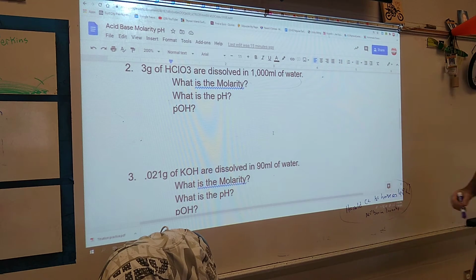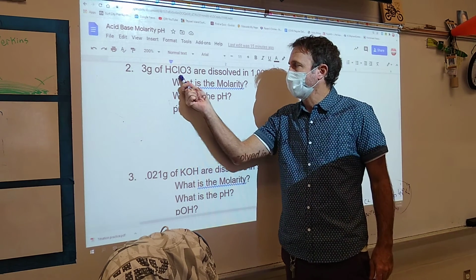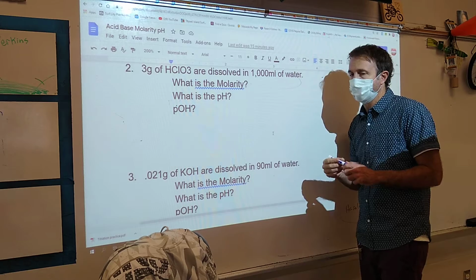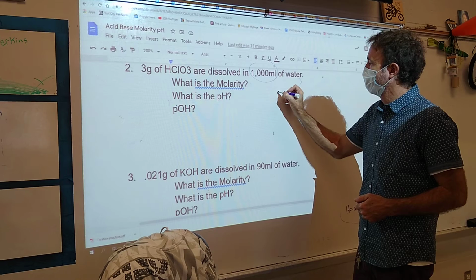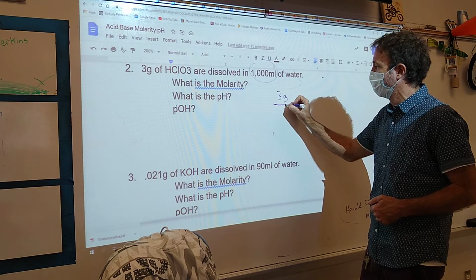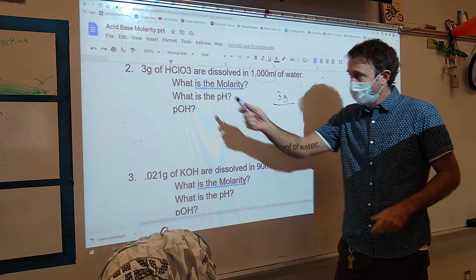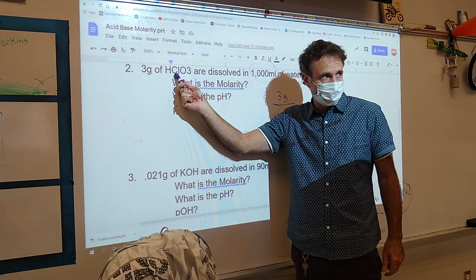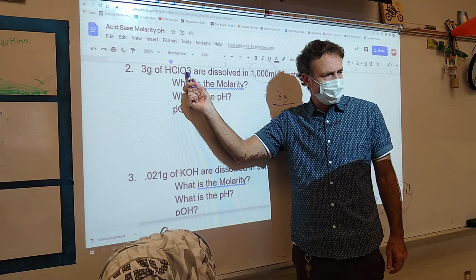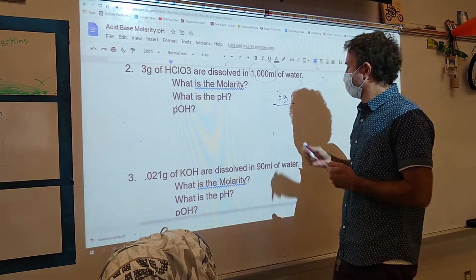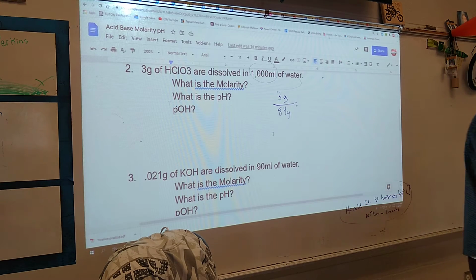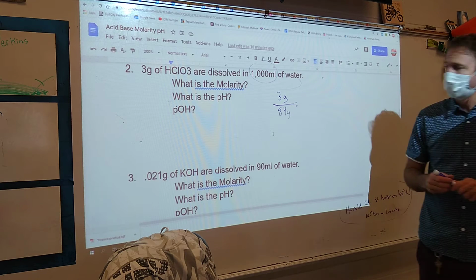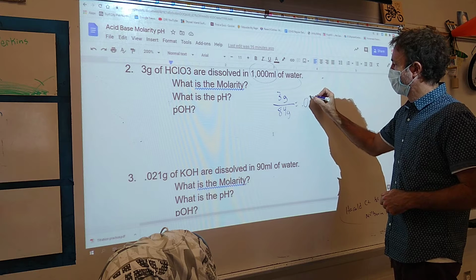Number 2. 3 grams of chloric acid are dissolved in 1,000 milliliters of water. This 1,000 makes our life easy right now. So we have 3 grams. We need to figure out how many moles that is. H plus Cl will be 36 plus 48. What's that, 84? 3 grams out of 84 grams, 3 divided by 84 would be 0.036 moles.